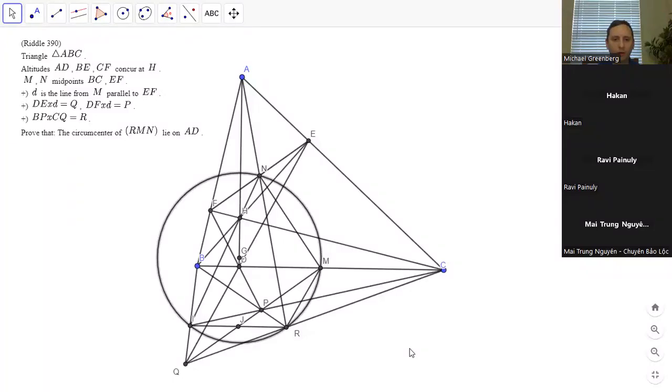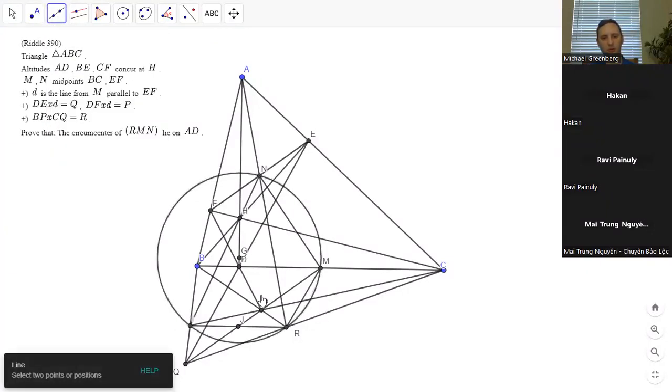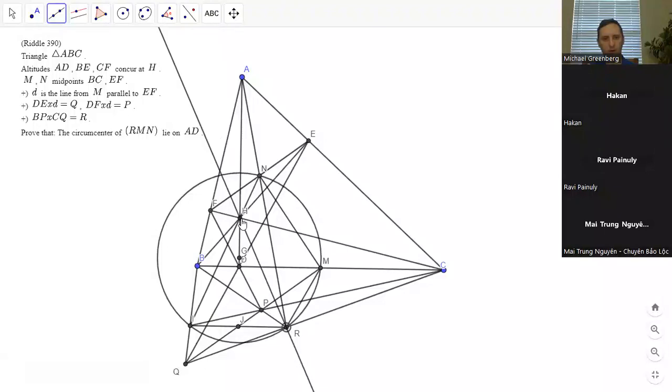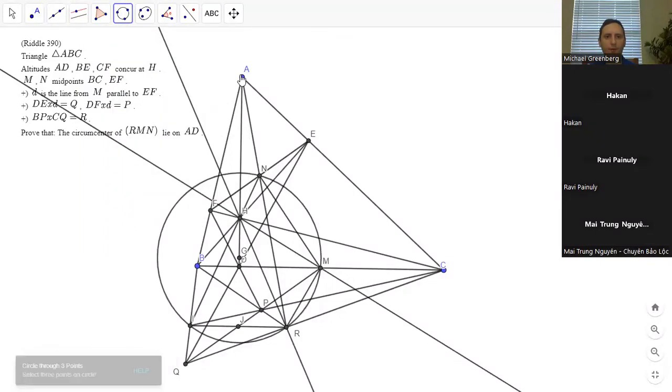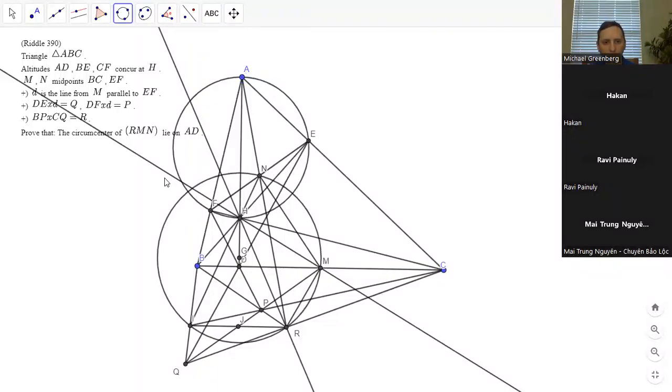I wonder, maybe we could project. So we have M, N, R, and I. What if we projected all 4 of them through H? That looks kind of interesting. Maybe we could even project onto this circle right here. So HM goes to this point. HR goes to that point.